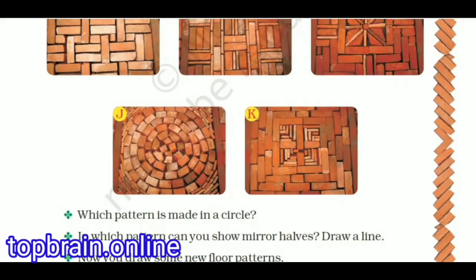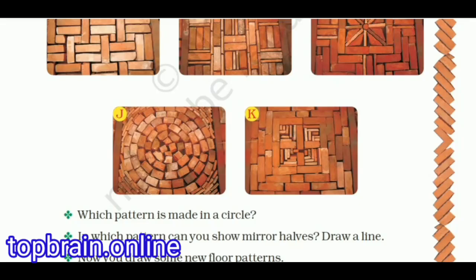What do you observe in this picture J? The bricks are arranged in circular form. Now the first question is, which pattern is made in a circle? So you can easily identify among these pictures in which bricks are arranged in a circular way.